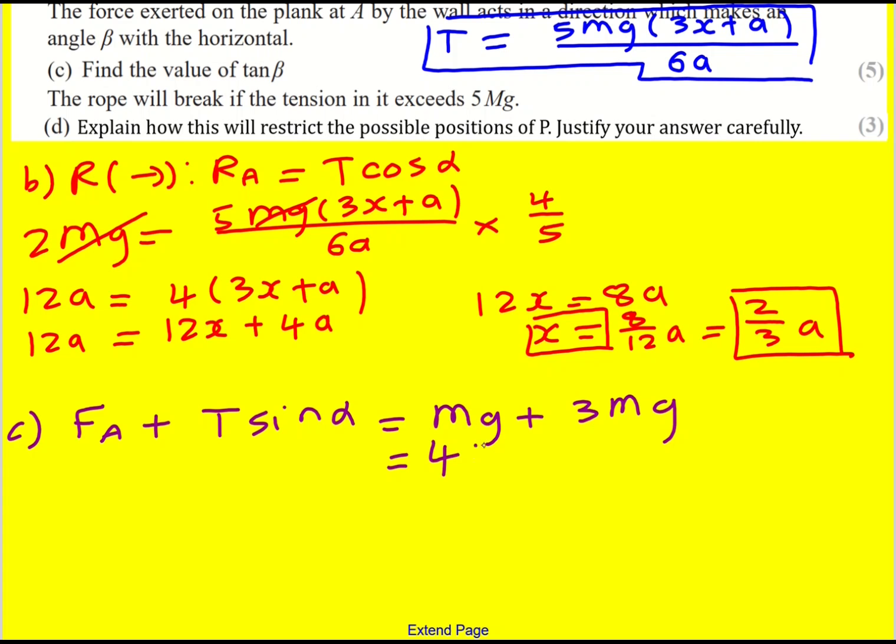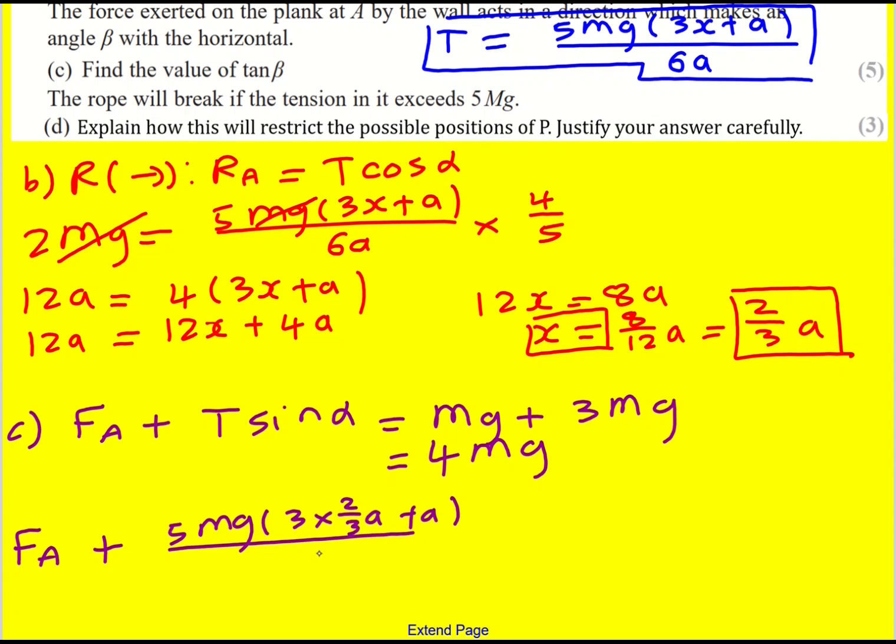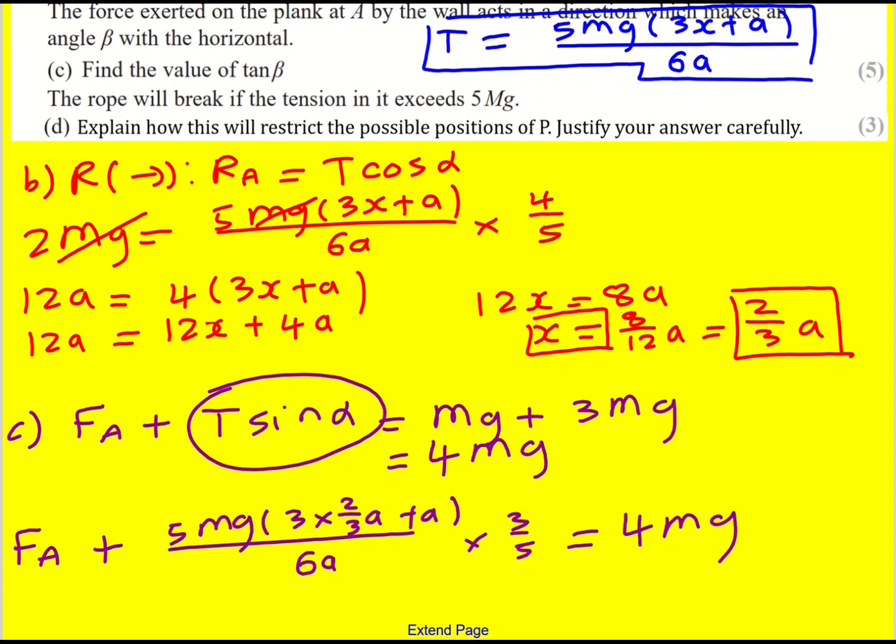And that's going to be 4 mg. So now let me sub in for the tension, knowing that x is equal to 2/3 a, so we figured that one out. So Fa plus 5 mg, then 3 times 2/3 a plus a over 6a times 3 over 5. So all I've done here is sub in for T sin alpha, replacing the x by 2/3 a, and then that is equal still to 4 mg.